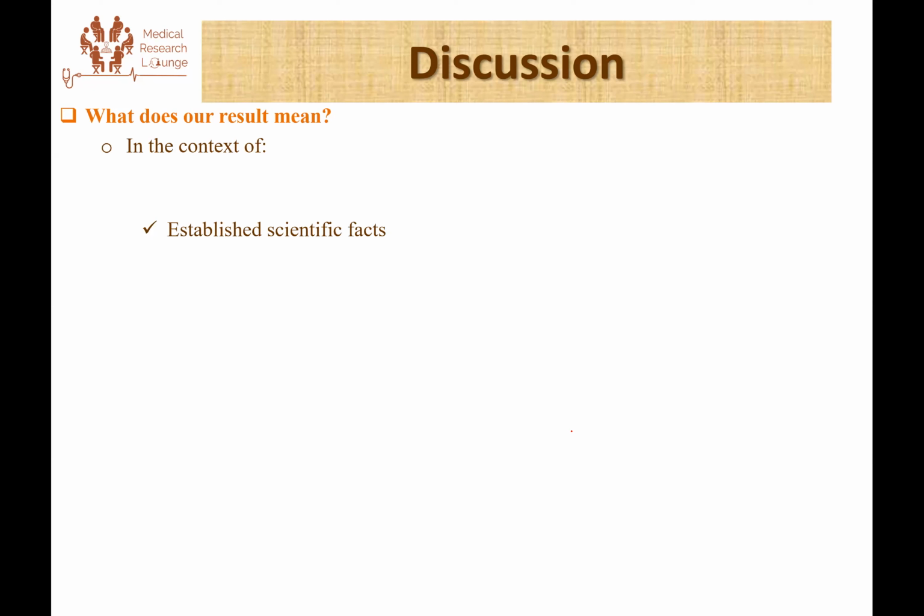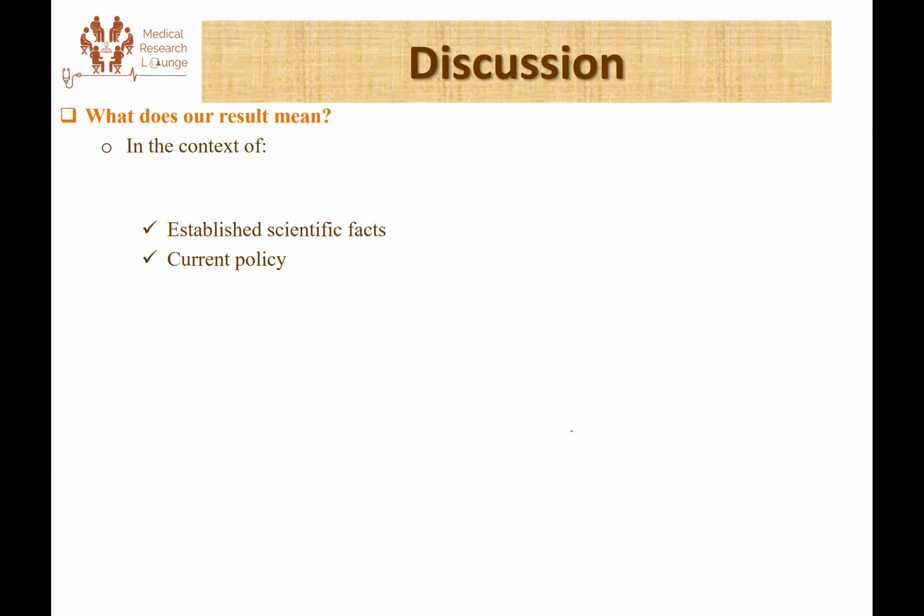So the first thing that we should compare with is some established facts. The second is in terms of policy. For example, if you're studying vaccine coverage for a given condition, let's say COVID-19, and the national or WHO target is a coverage of 80 to 90% so that we can prevent further infection spread and protect the vulnerable population.